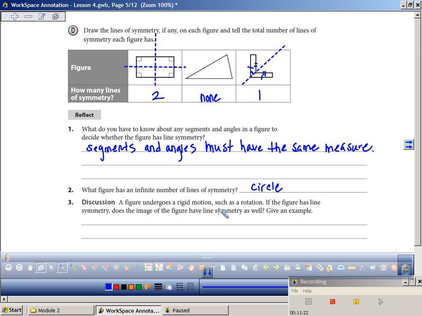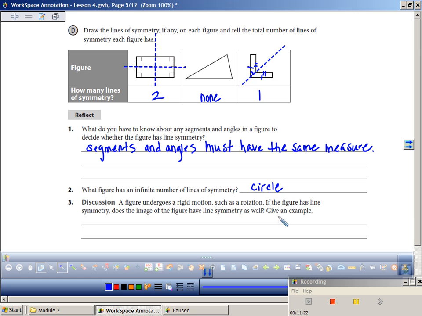Discussion. A figure undergoes a rigid motion, such as a rotation. If the figure has line symmetry, does the image of the figure have line symmetry as well? So if you have a figure with line symmetry, and you perform some type of rigid motion, like a rotation, a translation, or a reflection, would that new image also have symmetry? Why?